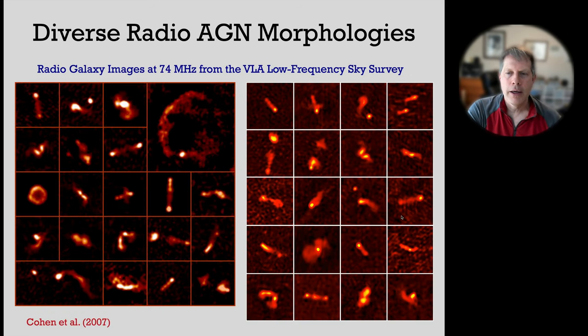Here are some more examples just to show you there's lots more where those came from. These now are radio galaxy images down at 74 megahertz from the so-called VLA low frequency sky survey. And you can see all sorts of fascinating morphologies for the radio sources there. And of course, at those low frequencies, you tend to see a lot of this extended sort of lobe and associated emission in these systems.